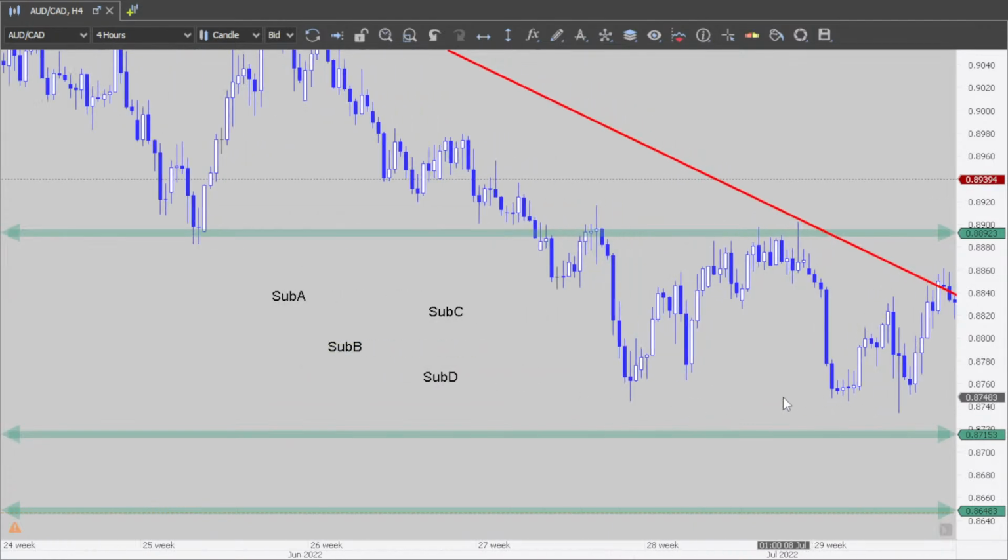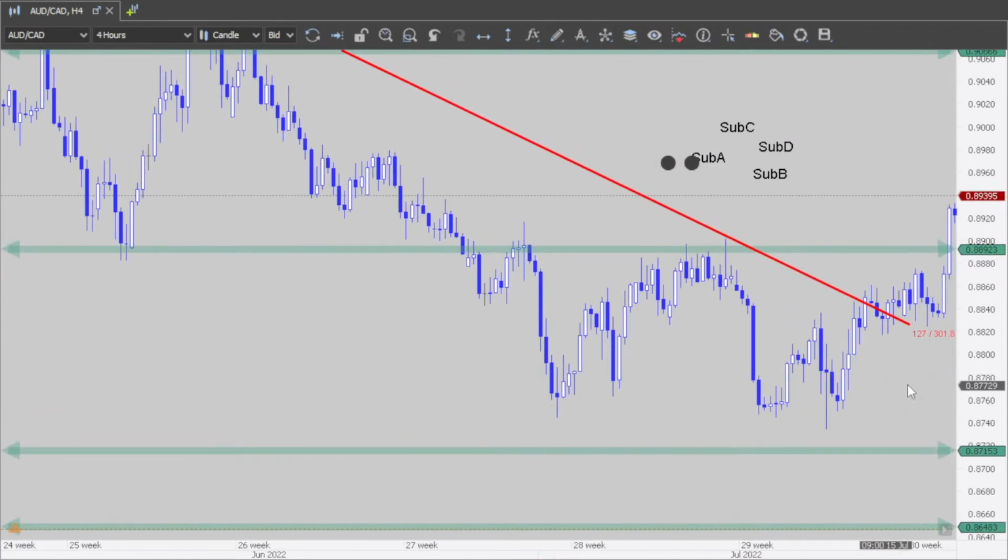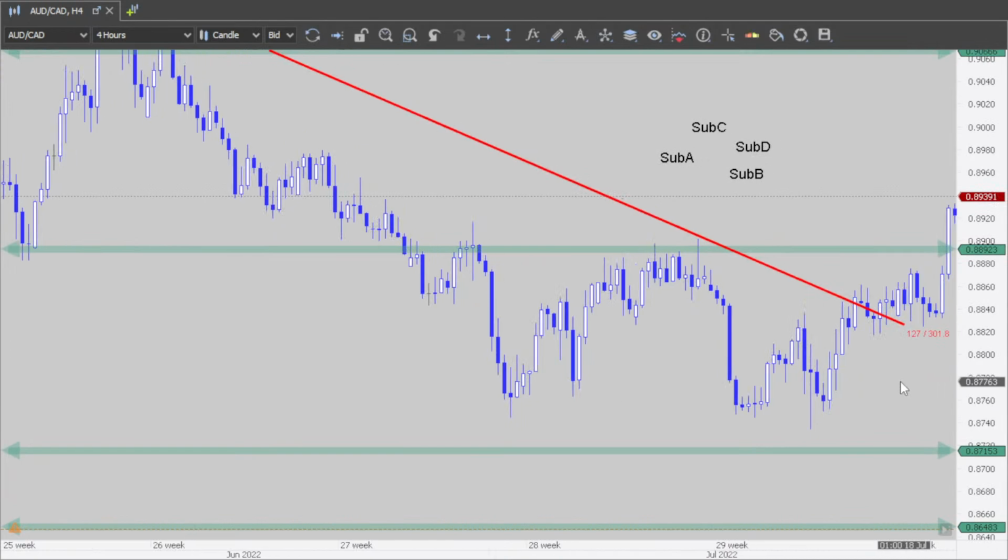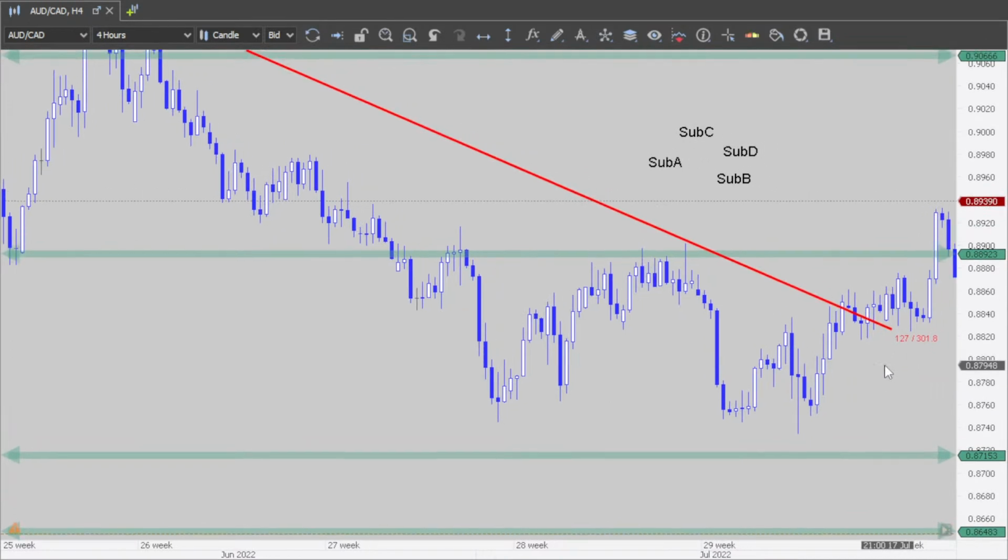Now that the market broke the downtrend line on the 4-hour chart, and short term the market's making, this was the confirmation, everybody, this high up in here, one more. This high up in here was the confirmation that the market's making higher highs, higher lows.